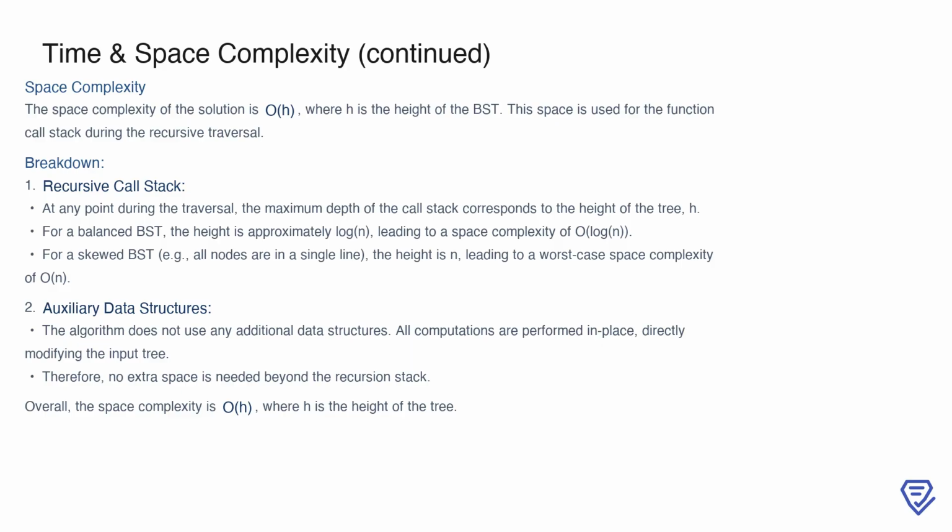Importantly, the algorithm does not rely on any additional data structures. All computations are performed in place, directly modifying the input tree. This means no extra memory is allocated beyond the recursion stack. Hence, the overall space complexity is O(h), where h represents the height of the tree, adapting to the tree's structure.